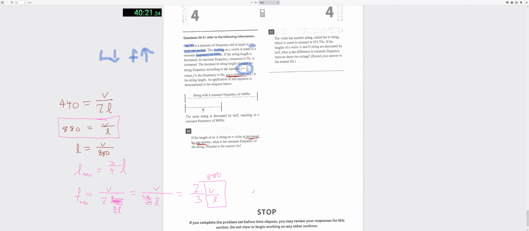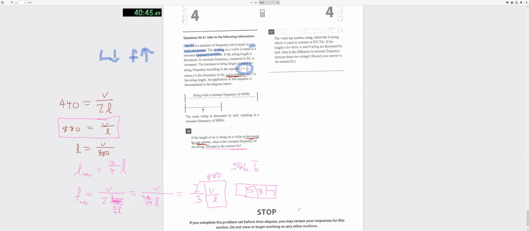Thankfully, I have a calculator, so I don't have to do anything fancy. And I get that it is equal to, rounded to the nearest hertz, which is important, 586.6 repeating. So what do we put in for an answer? We're going to put in, to the nearest hertz, 587. And we're going to leave it like that.